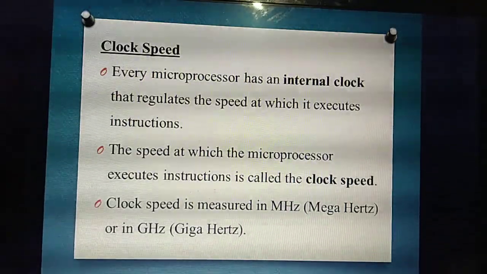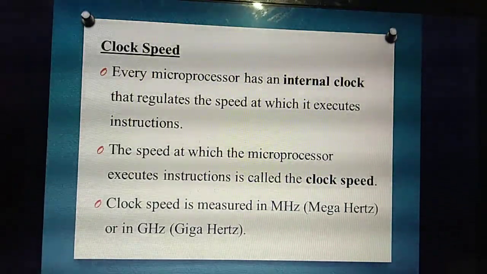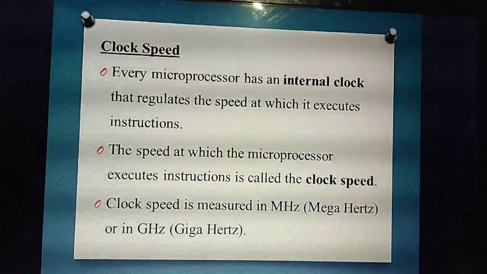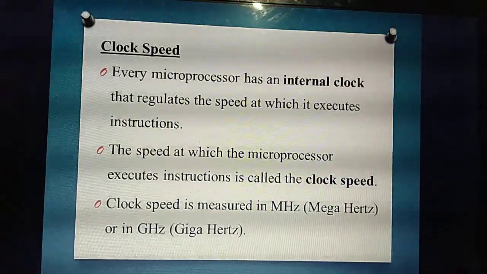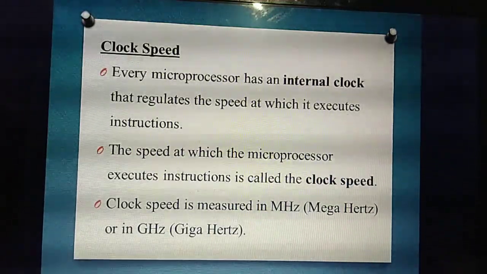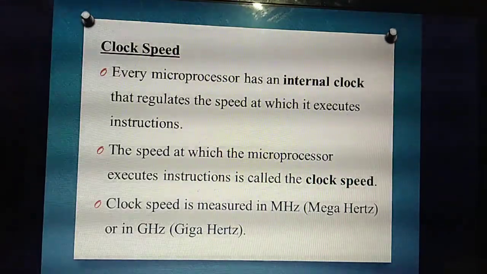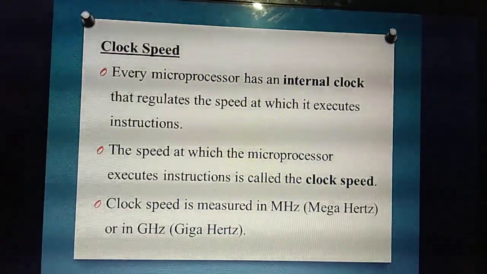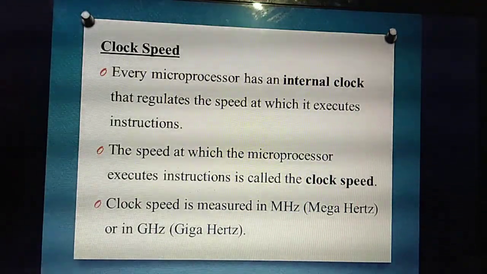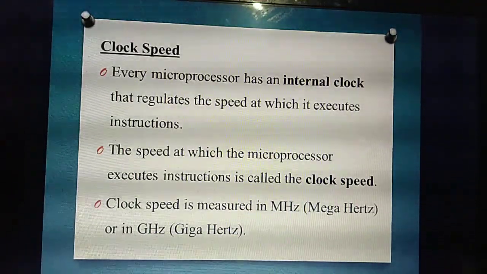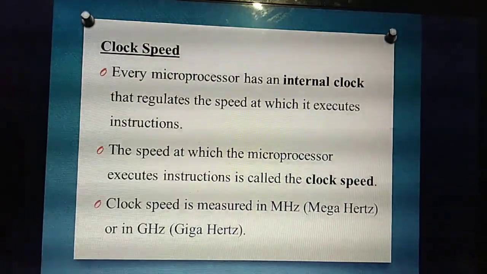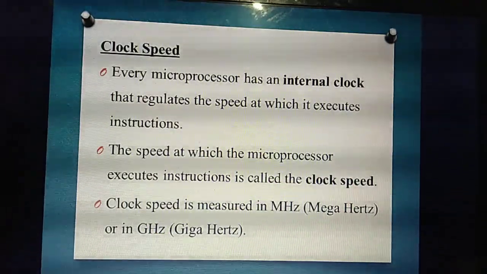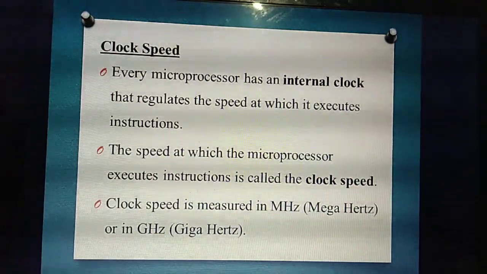What are the instructions given to the CPU? That means the instructions we give to the computer. It will take the instructions and execute them. That means processing. That process only we are calling what? Processing. So what's the use of this internal clock? It will regulate the speed, at what speed the particular instruction needs to execute. Understand? It will regulate at what speed, whatever instructions we are giving, the particular instructions need to execute.